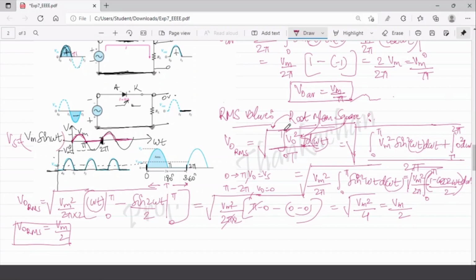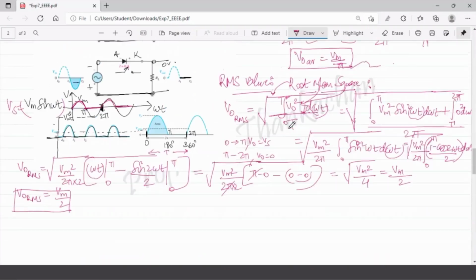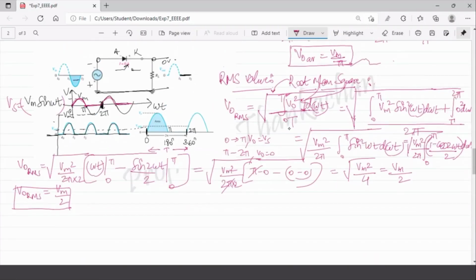Now, once we know the RMS value and the average value, then we can define a factor known as the ripple factor. What is the ripple factor? Ripple factor is found by taking the root of the RMS of the signal divided by the average of the signal, whole square, minus 1. The root of this will give you the ripple factor.